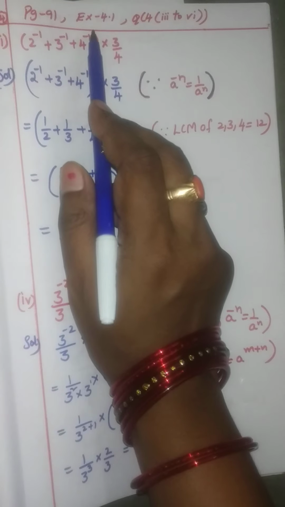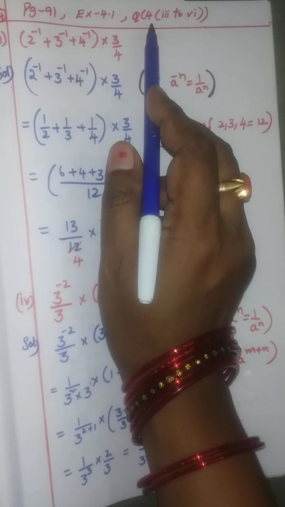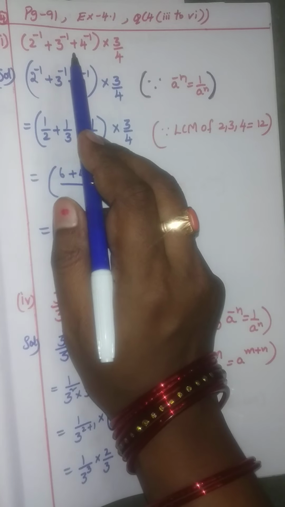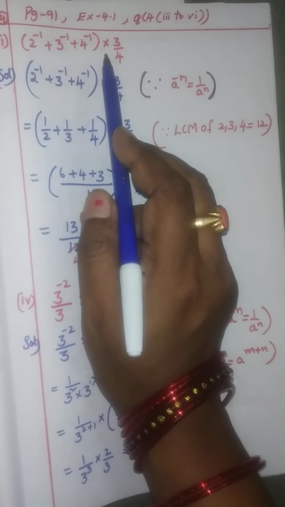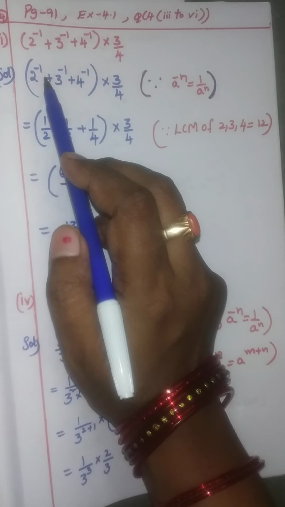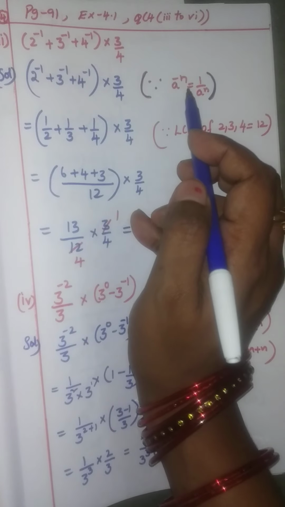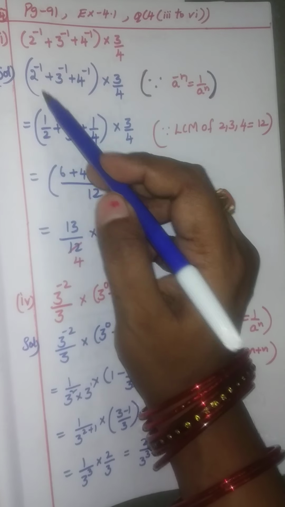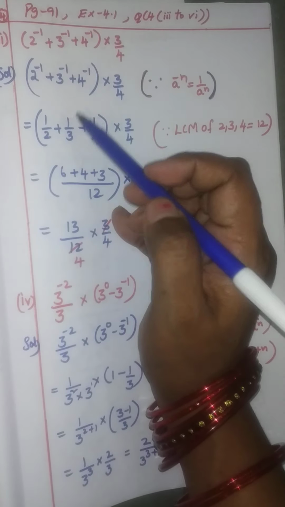Page number 91, exercise 4.1, question 4, third and fourth problems. Let us see: 2 power of minus 1 plus 3 power of minus 1 plus 4 power of minus 1, into 3 by 4. Any number to the power of minus 1: a power of minus n equals 1 by a power of n. So 1 by 2 power of 1 is nothing but 2.